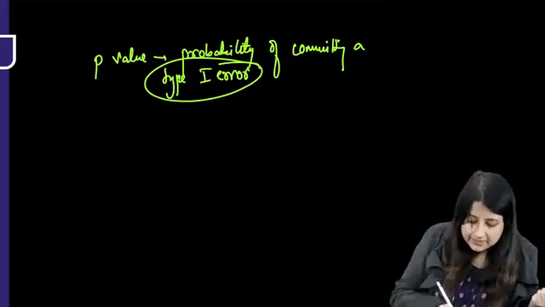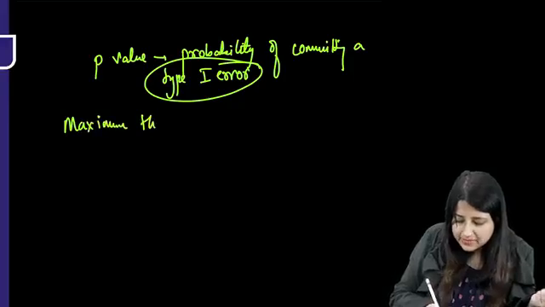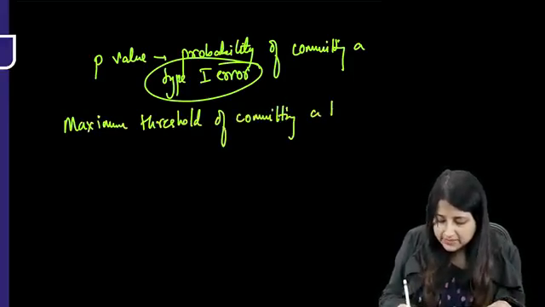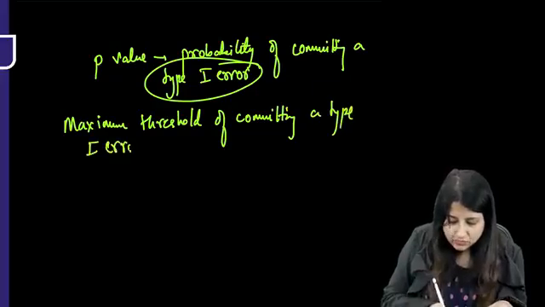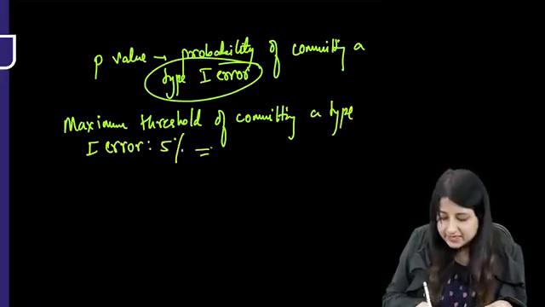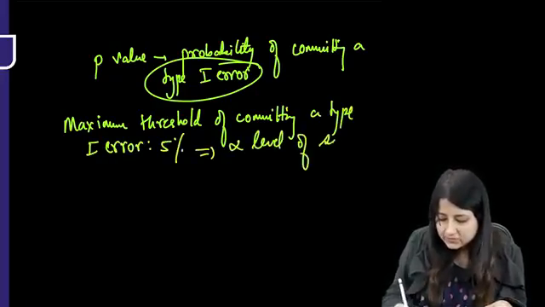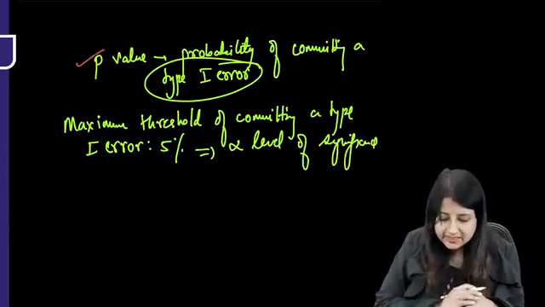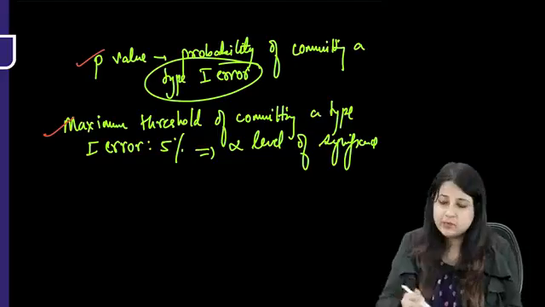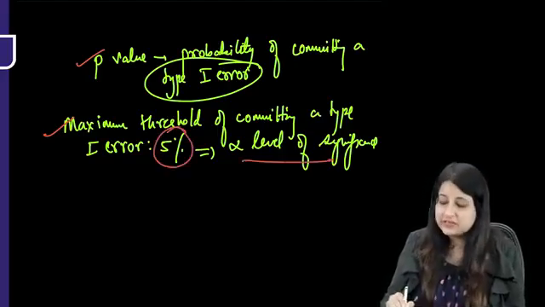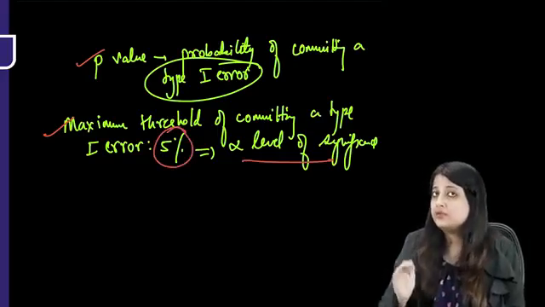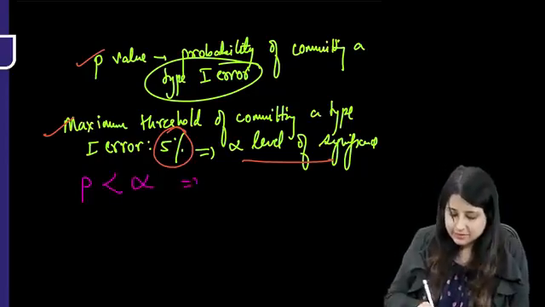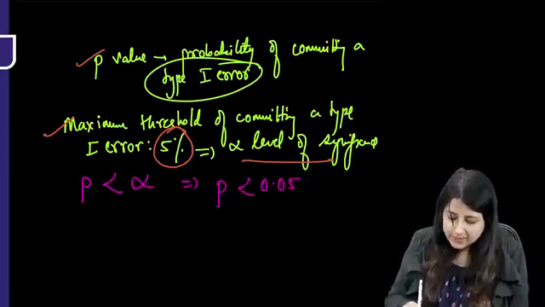So remember, the maximum threshold of committing a type 1 error has been set at 5%. And this, everybody, is known as the alpha level of significance. These are other golden points. P-value is the probability of committing a type 1 error, and the maximum threshold of committing a type 1 error is set at 5%, which is the alpha level of significance. But in any study, for the result to be statistically significant, p-value should be less than alpha, which implies p-value should be less than 0.05.